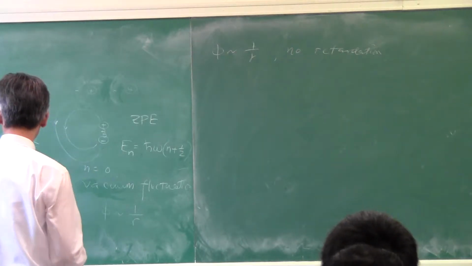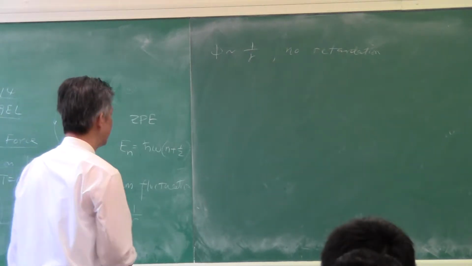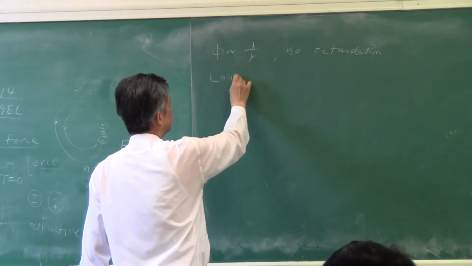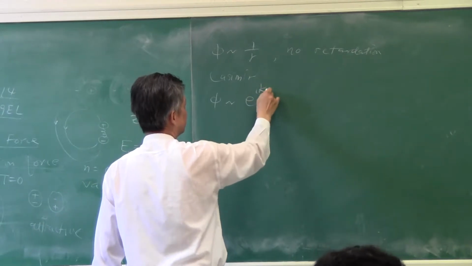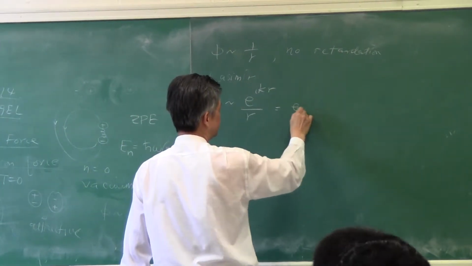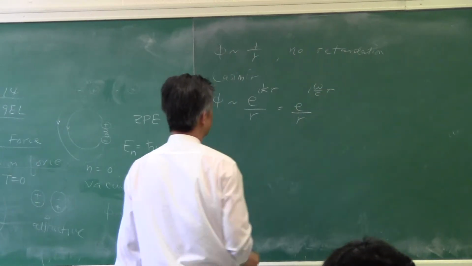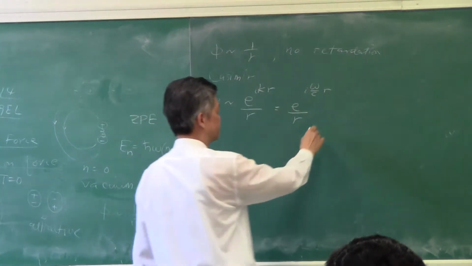But then later on, when Casimir came about, he introduced the fact that that's not correct. The velocity of light is finite, and the potential should behave something like that, and this is with retardation.